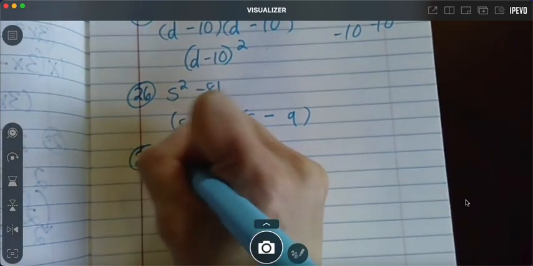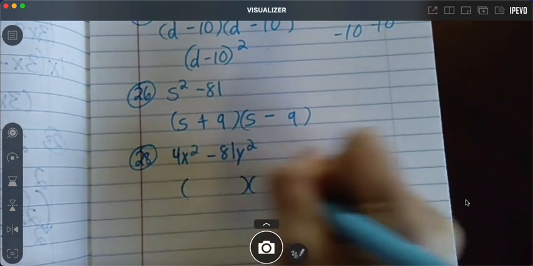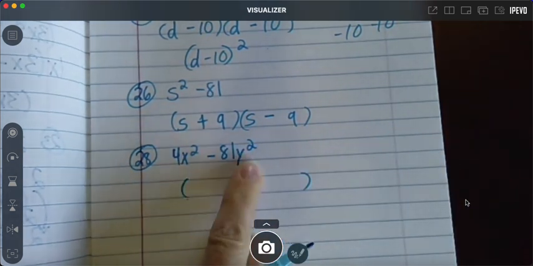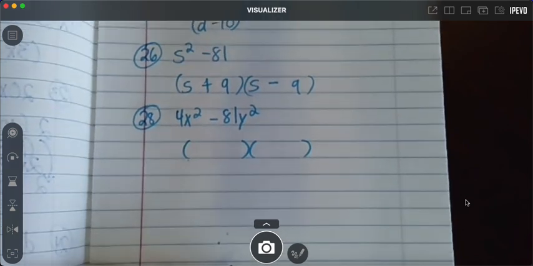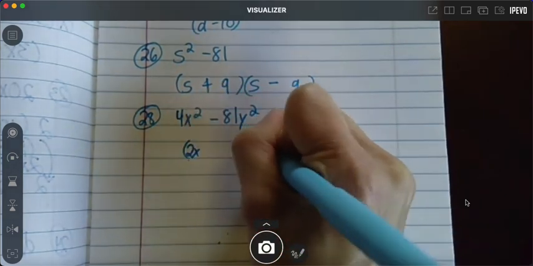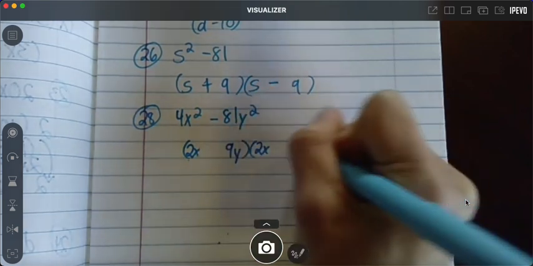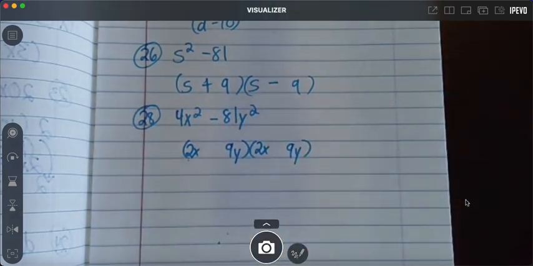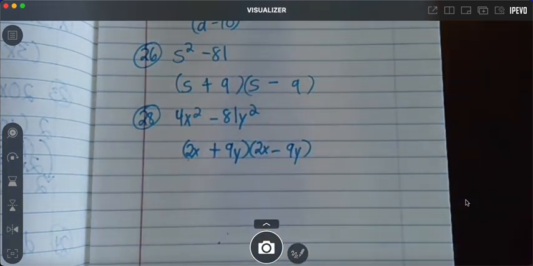28's the same thing. 4x squared minus 81y squared. That is a difference of perfect squares. So, what's the first thing I'm squaring? To get 4x squared, it's 2x and 2x, right? 2x times 2x. Now, what times what is 81y squared? 9y and 9y. And what kind of signs do I use? Plus and minus. A plus and a minus because the middle terms went away.